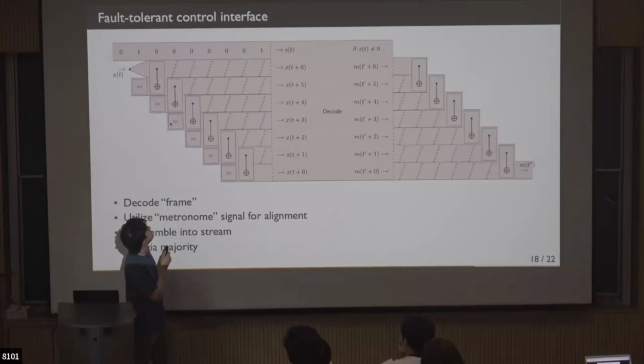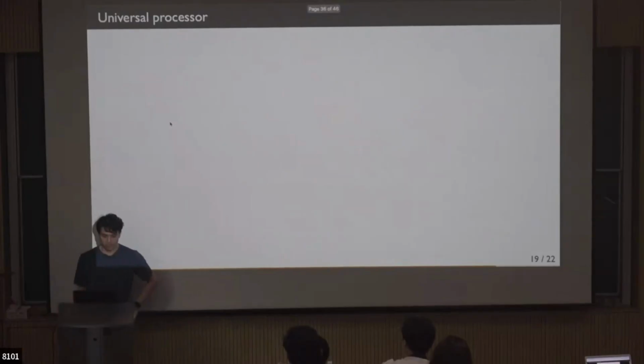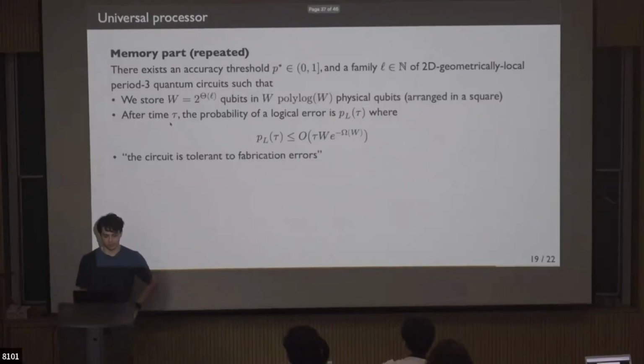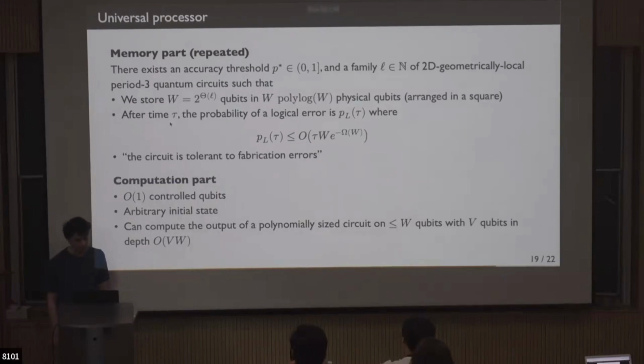And then the actual computation of this sort of metronome thing, you can do some kind of majority vote type thing that I won't get into. Okay, so that already suffices for a universal processor. So we have a memory. It's the same statement as earlier. And then we have this computation part.